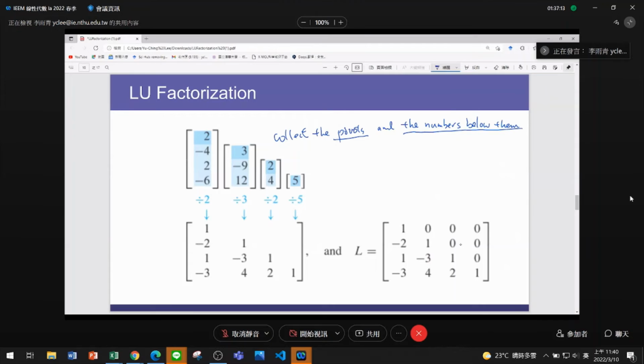Okay, so we get 1, 2, 3, 4 columns. Only the pivots and values below them are collected. Then we divide all of them by the pivot itself, so we make the diagonal entries 1. And this is exactly how the matrix L is formed.